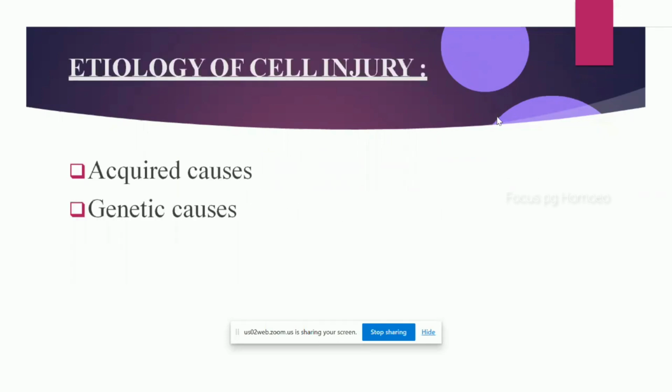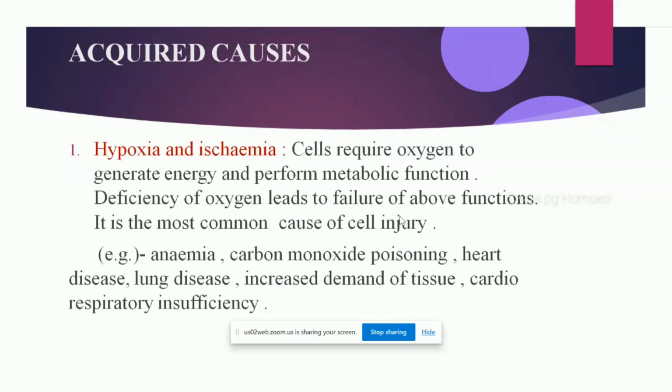Then, what are the etiologies of cell injury? First one is acquired causes. The next one is genetic causes. First, the acquired causes.